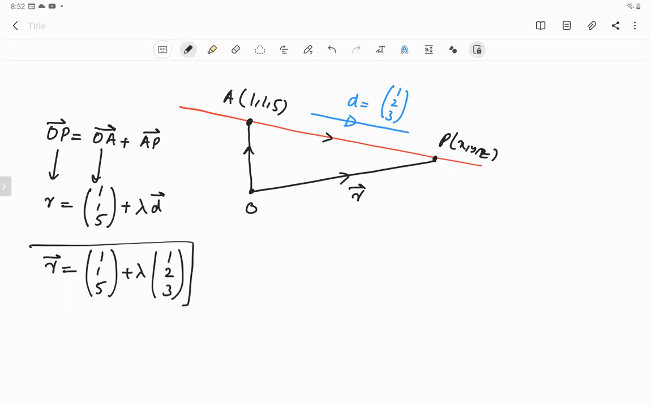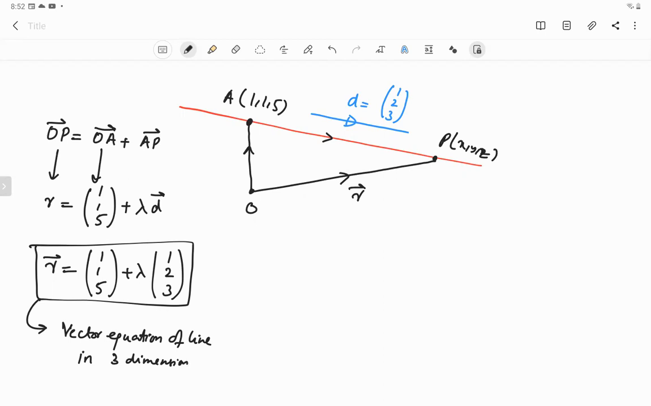This is the vector equation of a line in 3 dimensions.